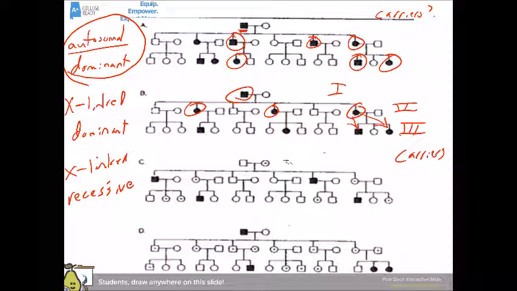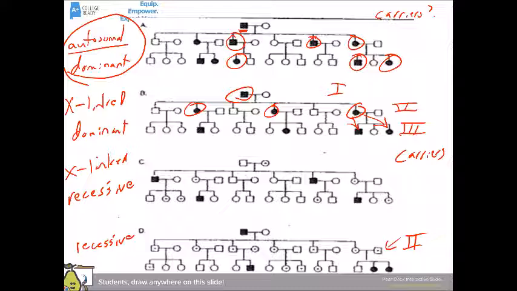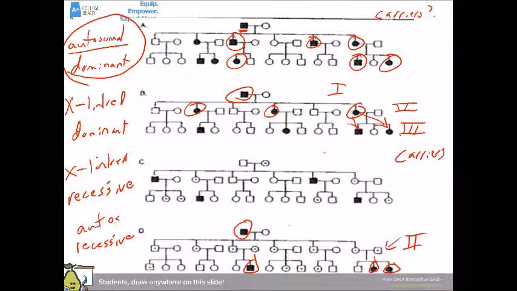Same thing. Does it skip generations? Here, notice generation 2 is skipped. Nobody in generation 2 has the trait. And are there carriers? Well, yeah, there's lots of carriers. All those individuals with dots are carriers. So if it skips generations or there are carriers, it's recessive. And then are males and females affected equally? Well, we've got 2 affected males, 2 affected females. So more than likely, if sexes are affected the same, it's an autosomal trait.